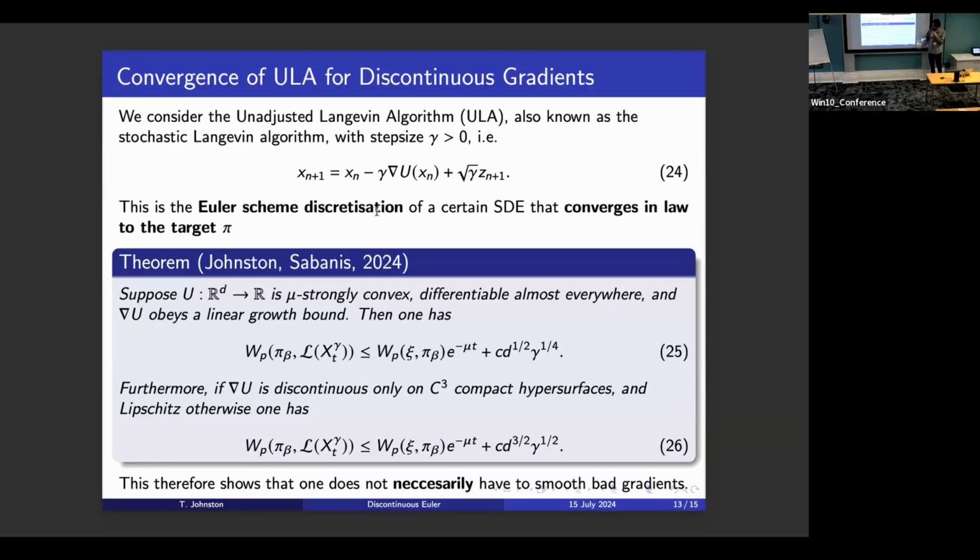So this result therefore shows that one does not necessarily have to smooth bad gradients. In some cases, at least, one can just run the algorithm as usual. And even though the Lipschitz constant is in a sense infinite, one still recovers non-asymptotic theoretical bounds in Wasserstein distance.